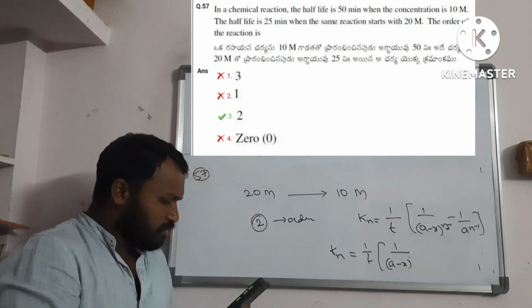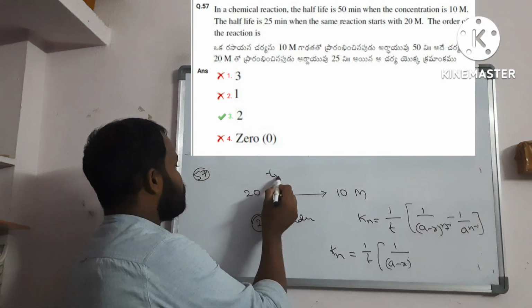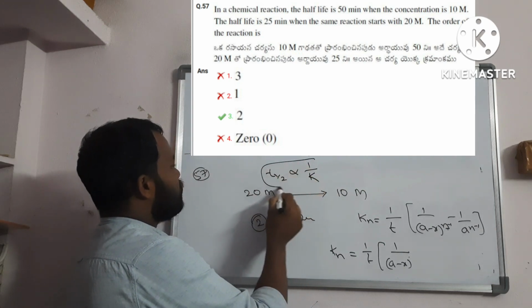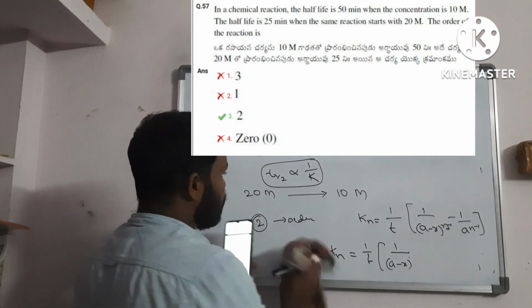Otherwise you can say the half-life is inversely proportional to the reactant concentration, that is, T half is inversely proportional to 1 by K. This is called the second order reaction. So directly from this you can say it is a second order reaction.